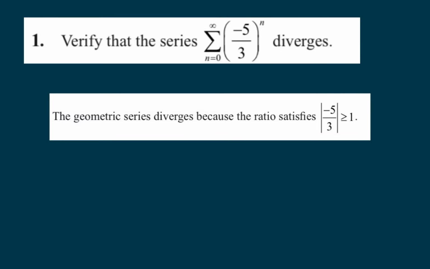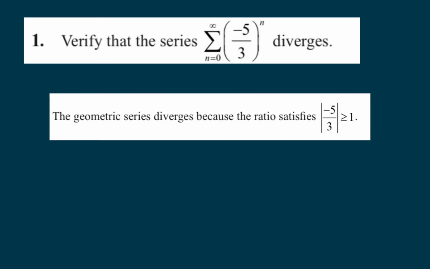Practice 1. Problem 1. It says verify that this series diverges. How can we verify that this series diverges? Well, we can make the sum from n equals 0 to infinity to realize that if we write some terms, the series will diverge. So let's write some of the terms.